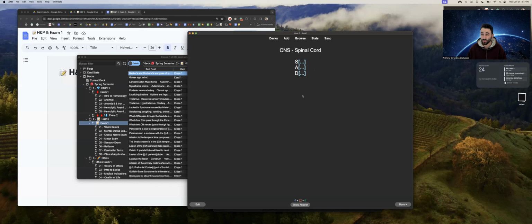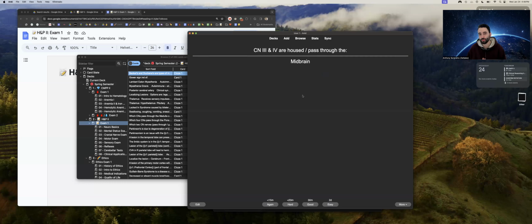So the CNS, spinal cord. So sensory is afferent, and these descent. That doesn't make sense. Oh, dorsal posterior. Okay. We'll come back to that. 3 and 4 are housed, pass through the what? Is this the midbrain? So midbrain. So how am I going to remember 3 and 4 midbrain? I don't know. I think I just have to remember it.